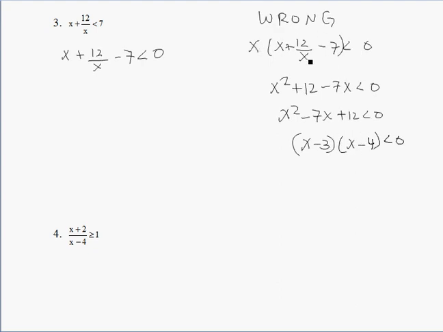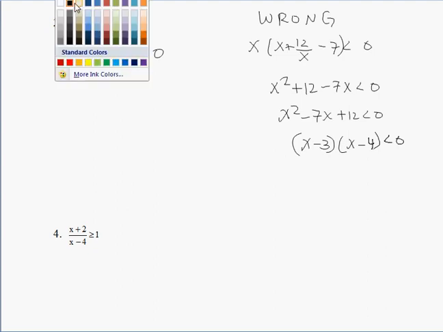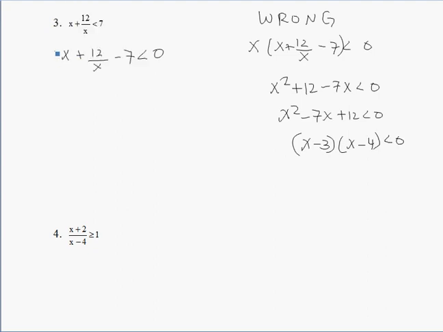By getting rid of this x in the denominator, I end up with just a parabola with roots 3 and 4. Now let's do it the right way and see how it looks different. So here I'm going to get a common denominator, so therefore I need to multiply this one by x over x and this one by x over x. So let's just choose a different color. So this needs to be multiplied by x over x, and this needs to be multiplied by x over x. So now all three have the same denominator.